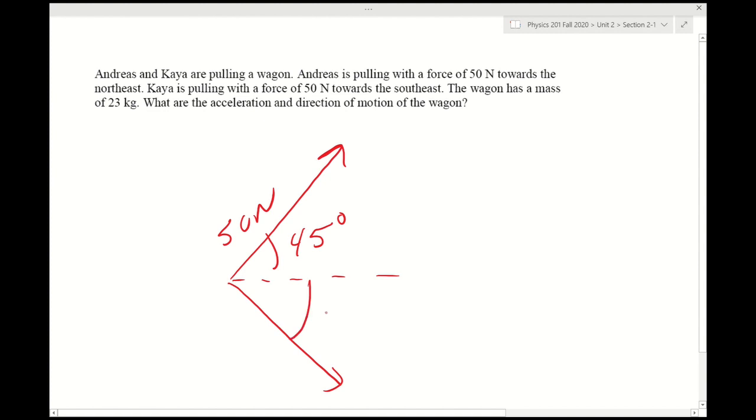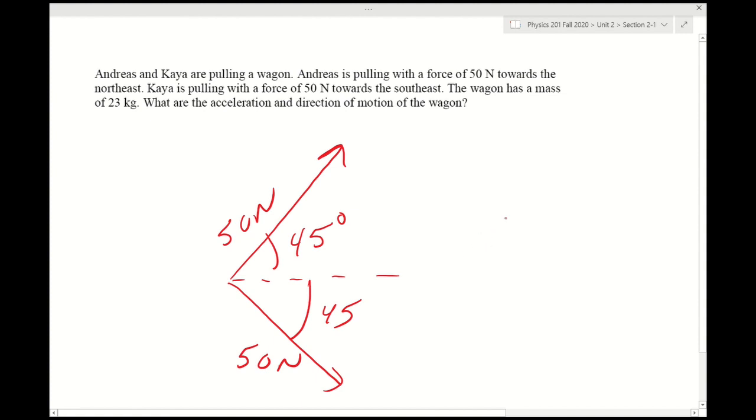If we look at an example of a vector type problem before we get into some friction, we have a situation where we have two individuals, Andreas and Kaya, pulling a wagon. Andreas is pulling to the northeast, which would imply 45 degrees from the x at 50 newtons, and Kaya is pulling in the southeast at 45 degrees with the same force.